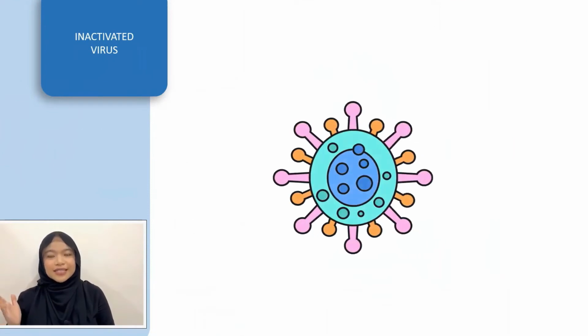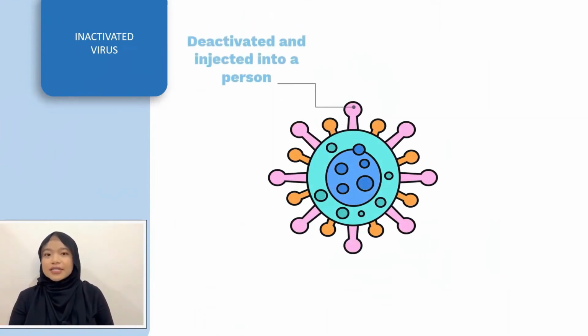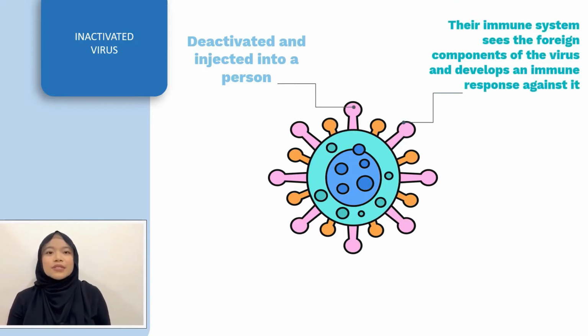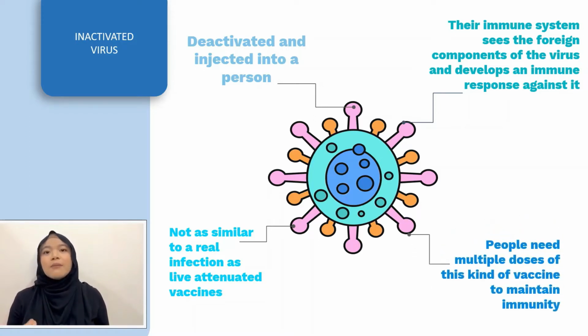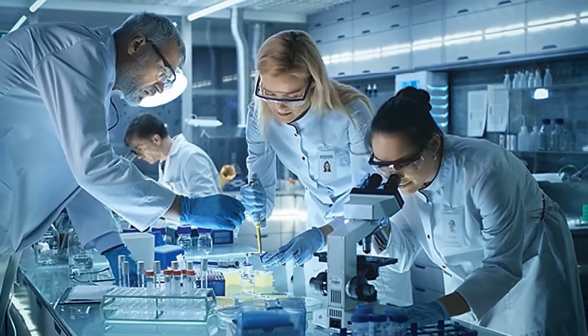First, inactivated vaccine. This is when a virus is deactivated and injected into a person. Their immune system sees the foreign components of the virus and develops an immune response against it. They are not as similar to a real infection as live-attenuated vaccines, so often people need multiple doses of this kind of vaccine to maintain immunity.